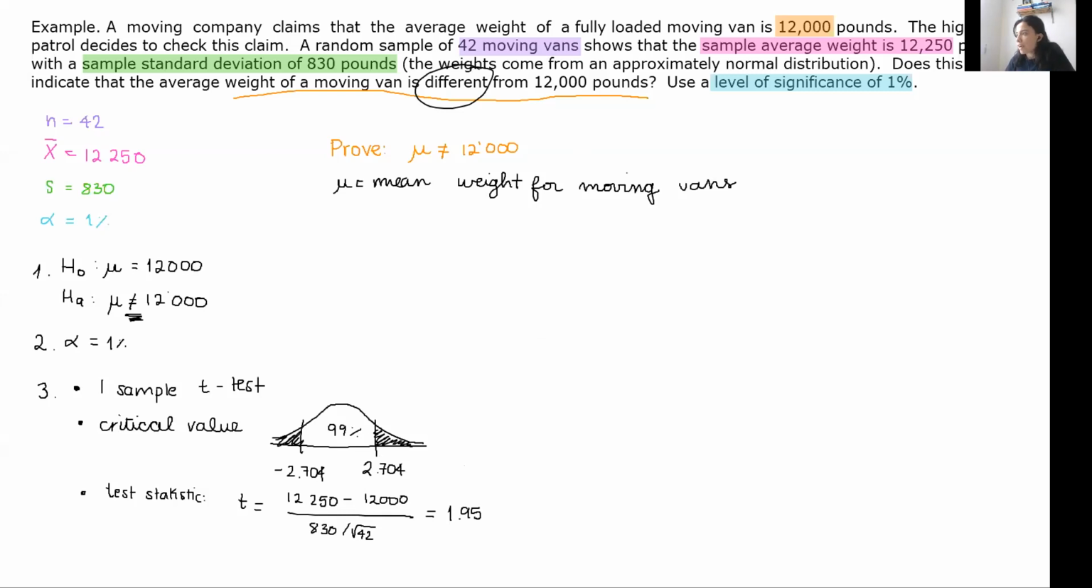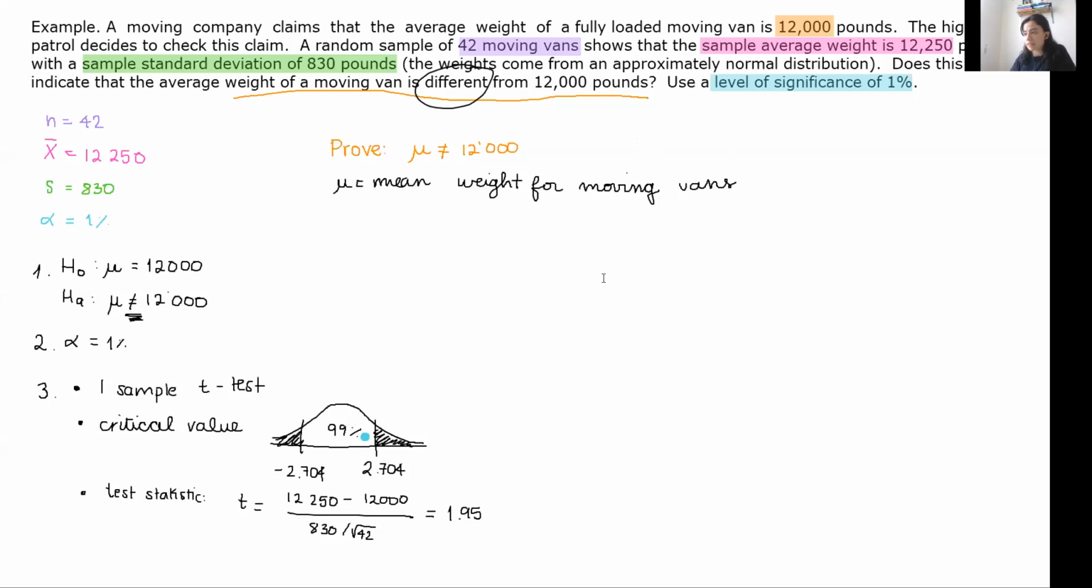If I look at my graph, we're almost done. I know it's going to be a minute late, but then you'll be done with it and you'll be able to solve one of the problems. So you have that 1.95 is not larger than 2.704, nor smaller than negative 2.704. It's probably somewhere around here, which means that it's in the most usual 99%. And you don't have enough evidence to say that the mean for the weight of the moving bands is actually different from 12,000.